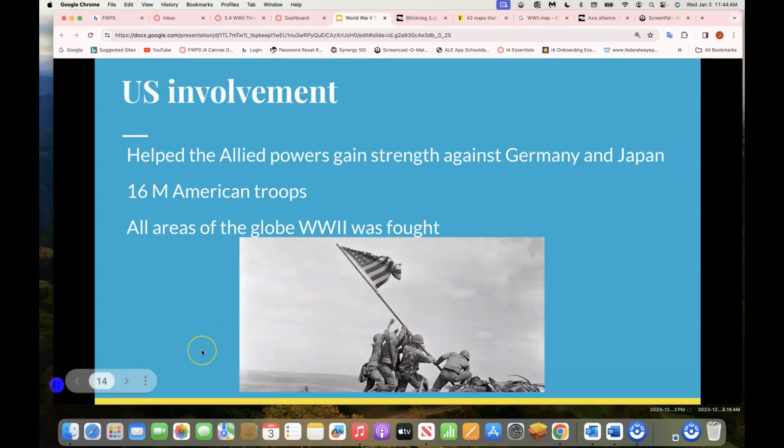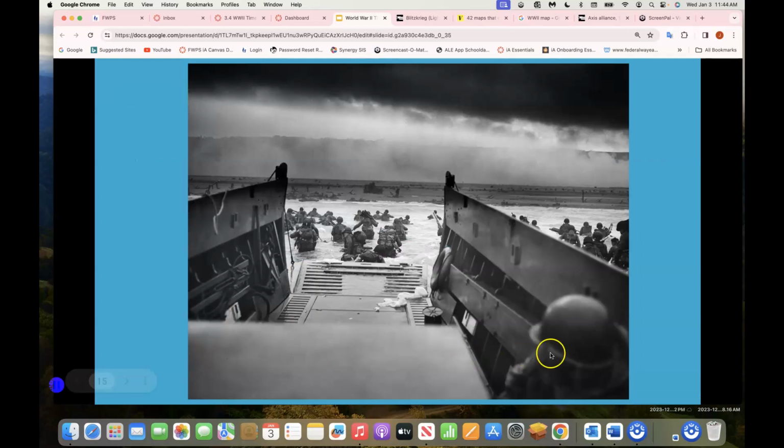Okay, this is a picture from D-Day, 1944, of the Allies, American troops storming the beaches of Normandy, which was France. There were 5 different areas, 5 different code names for the areas that spanned this northern area of France.